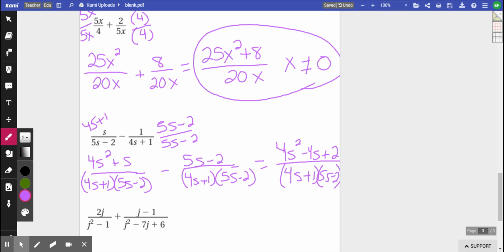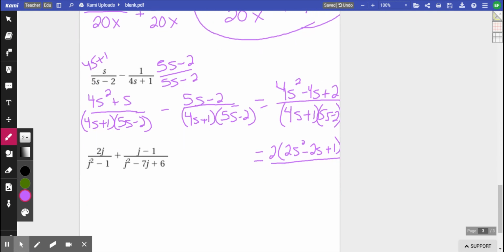It's possible that it's not, but at least I know I can pull out a 2 as a GCF, which would give me 2s squared minus 2s plus 1. Is that further factorable? I think not. So it doesn't make a difference here. You can leave your answer in this first form here, or with the 2 pulled out as the GCF. Either of those answers is 100% acceptable. One is not more correct than the other one.